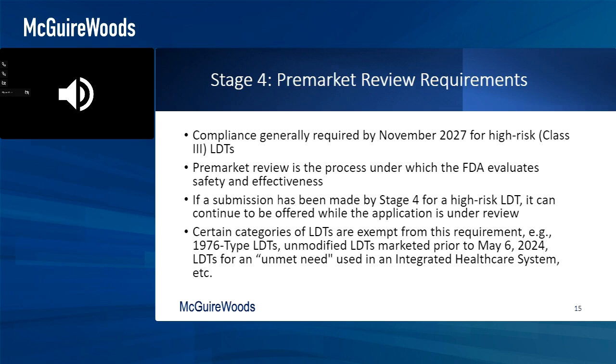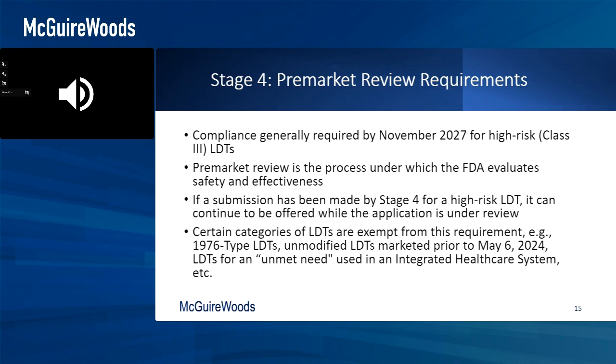So stage 4, the pre-market review requirements. This again is really going to depend on the severity of the test, the severity of harm if there is a problem with the test. So this is our high-risk class 3 LDTs. These are very often genetic tests, tests to detect whether or not you're a carrier for BRCA1, BRCA2, tests for Huntington's, where the risk of harm for a false negative or a false positive is very high.